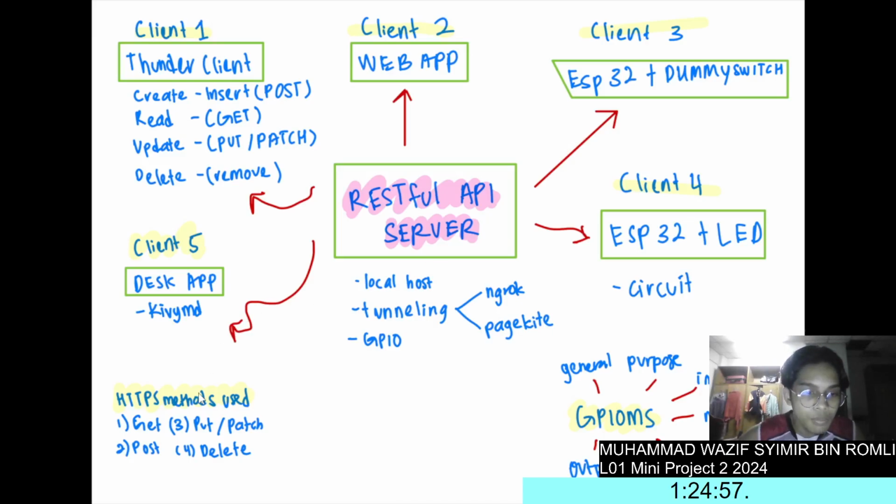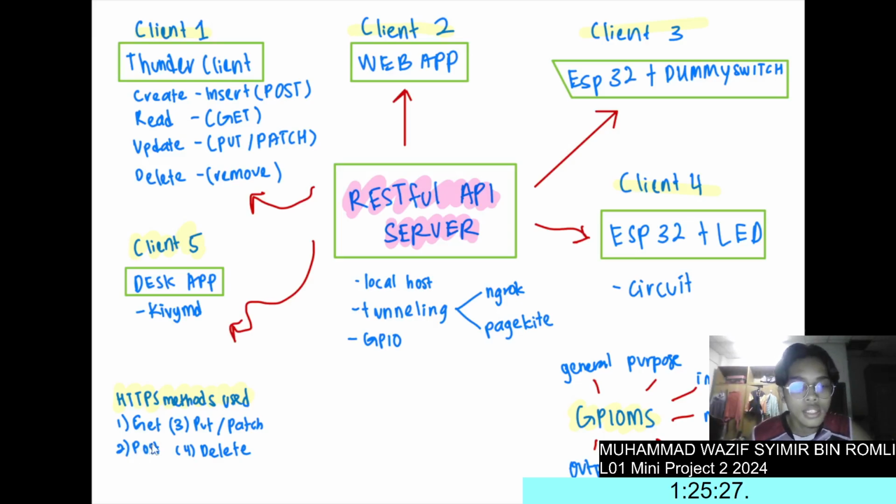For the HTTP methods we use, the first one is get. Get is used to retrieve information about the GPIO pins or their status. Next is post. The post is used to create new GPIO pins, which is, if you can see, we need to make a new ID and then we just use the post method.